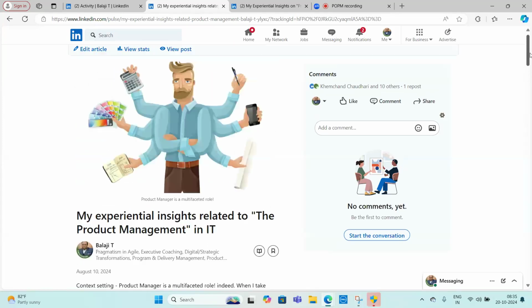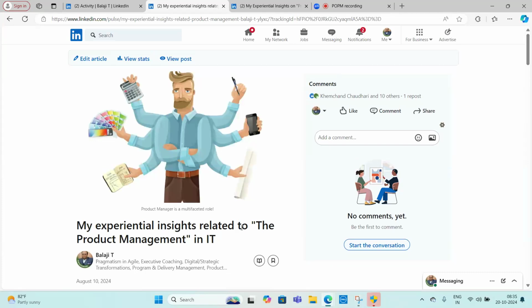By the way, the name of the article is My Experiential Insights Related to Product Management in IT. Why have I deliberately picked this particular image which has multiple things? Because product manager is a multifaceted role. That's what I have written here. It is not enough if you are good in only one or two things. And believe me, product manager is one of the roles which is really picking up in the market in a very good manner, and it is going to thrive and scale up to greater heights in the future too.